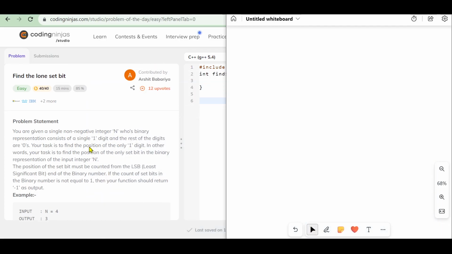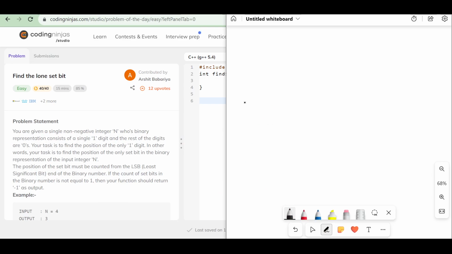In this video I'm going to solve the problem of the day from Code Studio, and today's problem is find the lone set bit. Let's get started. It is saying you are given a single non-negative integer n whose binary representation consists of a single one digit, meaning a set bit, and the rest of the digits are 0. Your task is to find the position of only one digit. In other words, your task is to find the position of the only set bit in the binary representation of input integer n.